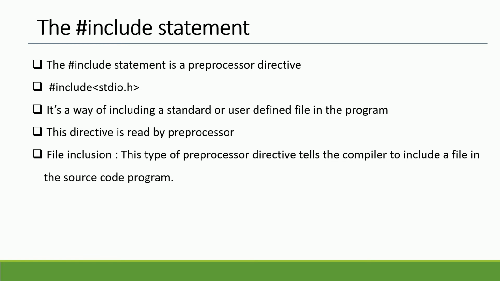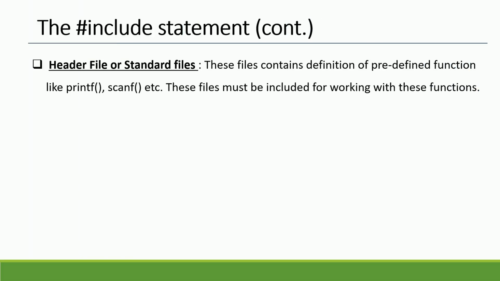There are two types of files which can be included by the user in the program. First, header files or standard files. These files contain C function declarations and macro definitions. Functions like printf, scanf, and various other input-output or standard functions are contained within different header files. So to utilize those functions, the user needs to import this file. Its syntax is #include, then the file name between angle brackets, where file name is the name of the file to be included. The brackets tell the compiler to look for the file in the standard directory.